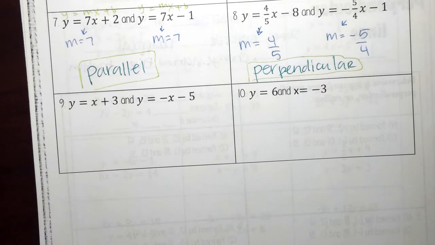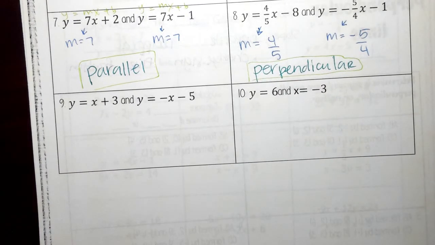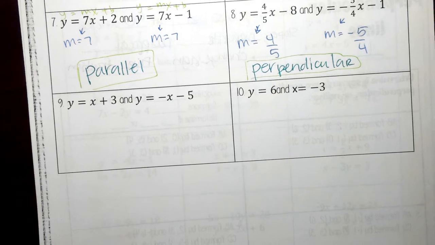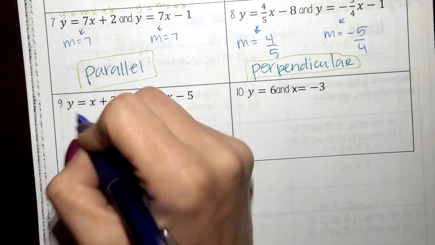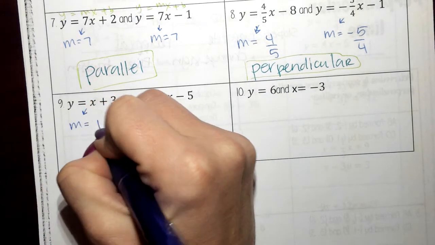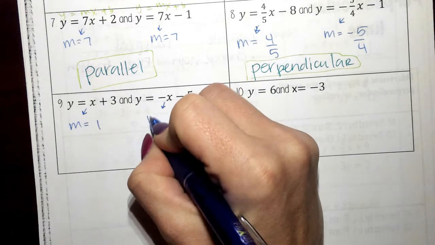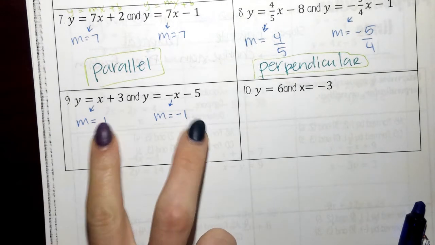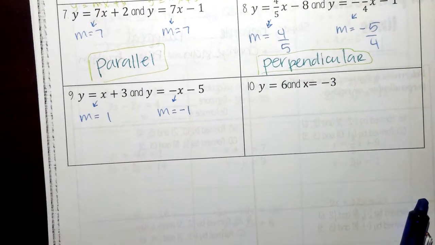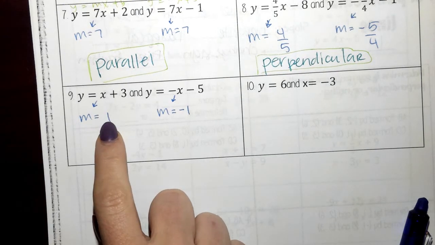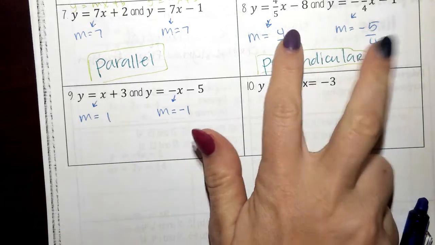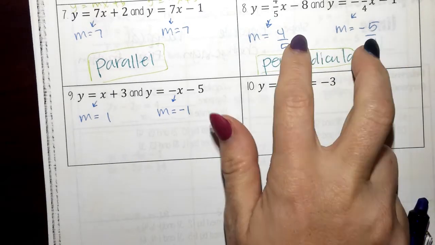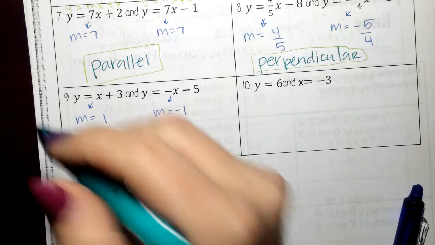Okay, we've got y equals x plus 3 and y equals negative x minus 5. Alright, m here is positive 1. M here is negative 1. So they're not the exact same. One's positive and one's negative. This one's tricky though. If we've got one that's positive and one that's negative, then they are in fact opposite reciprocals, and these are perpendicular lines.